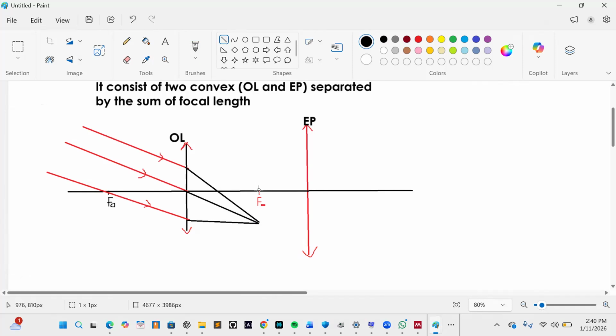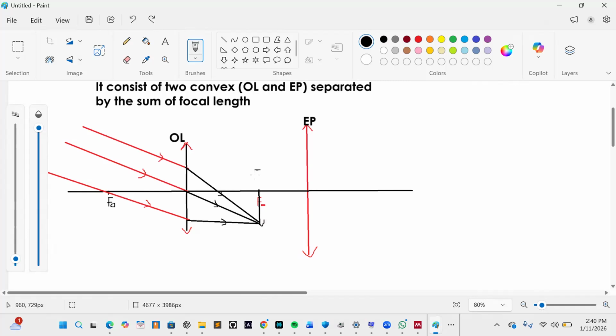That's the first intermediate image. And that's now the beauty of it, just like we said before. So the image from the objective will now coincide at F2, and also coincide with the FE for the eyepiece.